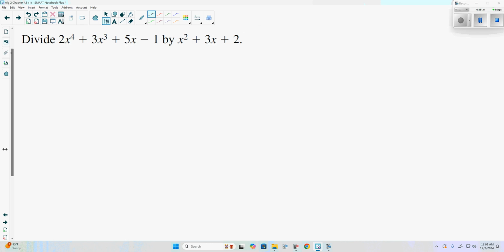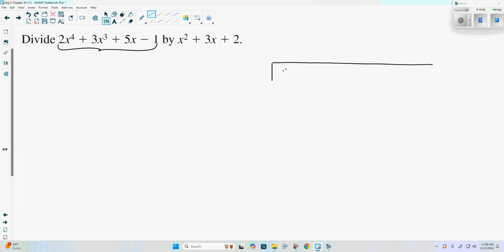So again, just like before, we're going to set it up. So we're going to have our house. Now, one of the things I didn't quite mention in the first one, which really didn't have an importance, is, again, we're going to divide this. So our 2x to the fourth plus 3x cubed plus 5x minus 1 is going to go inside. Now, if there are terms missing, we have to add them back in. We can't have anything missing.